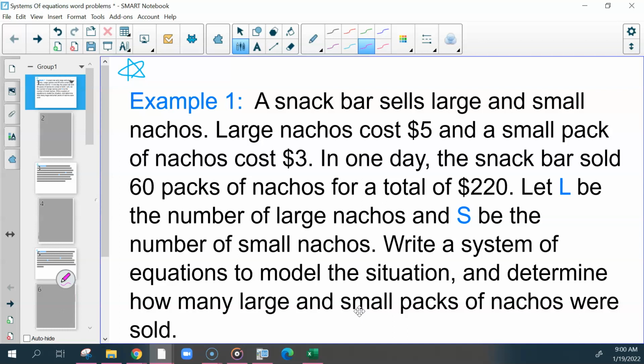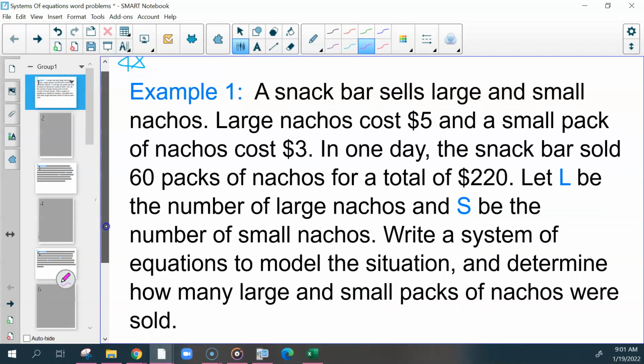With our word problems, what is the first thing we need to do always? Read it. Read it, yes. And then once we read it, what do we do with that? Highlight, circle, underline, anything we find that's important.